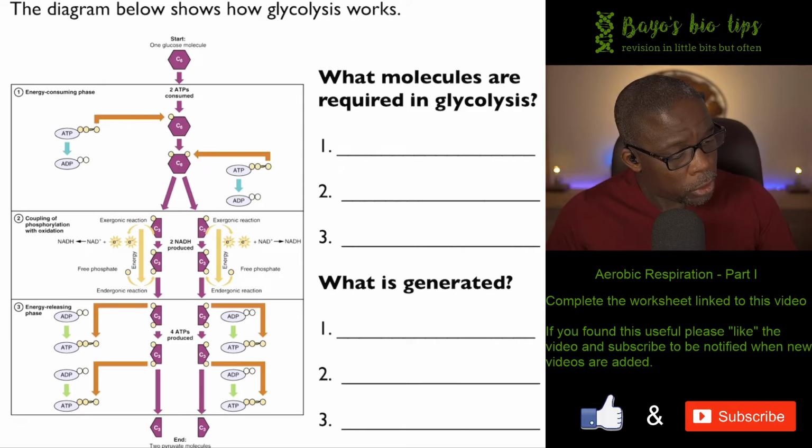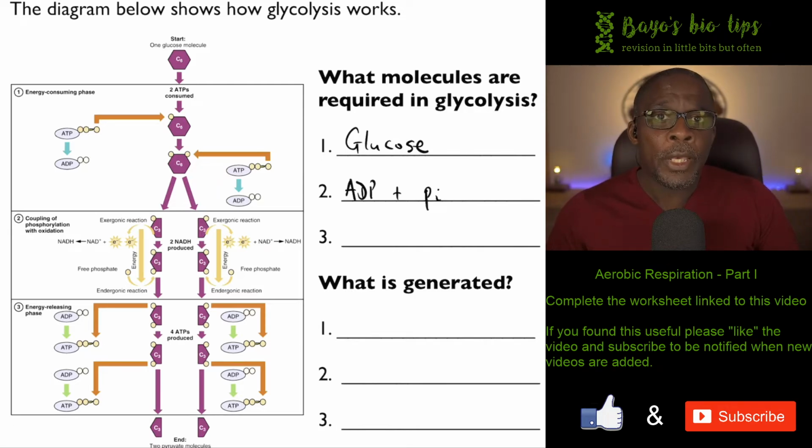So what molecules are required in glycolysis? The most obvious is glucose. You also need ADP and phosphate groups. And then finally, you need NAD. We'll talk about what NAD stands for in part 2 of this video.